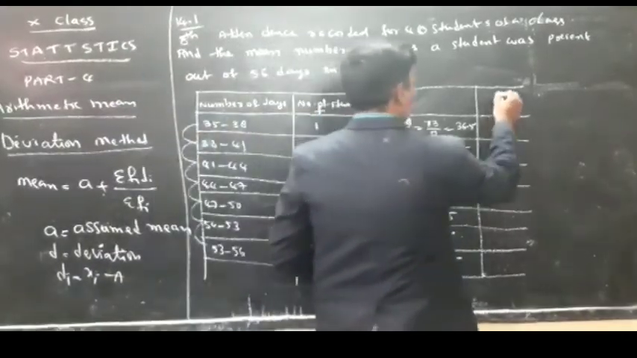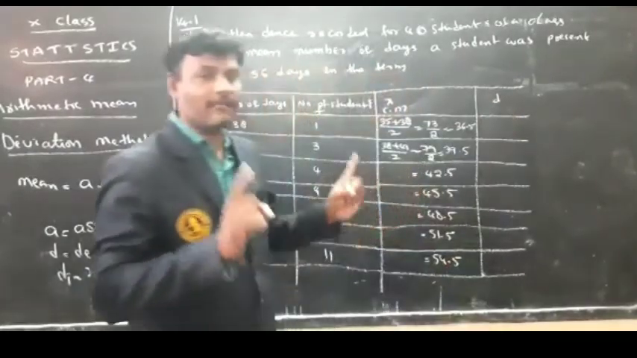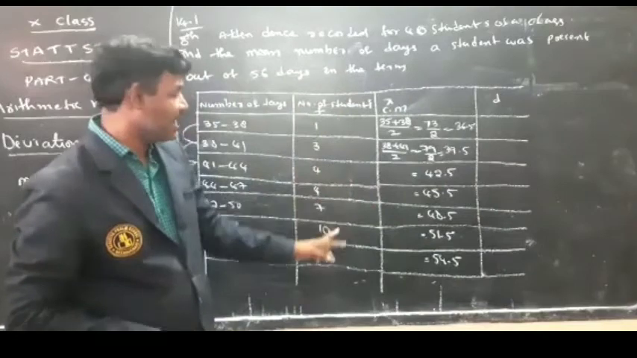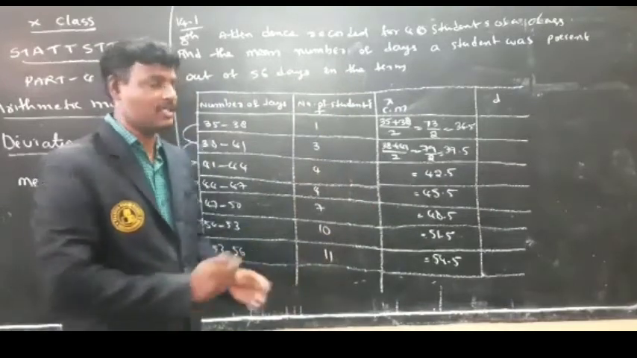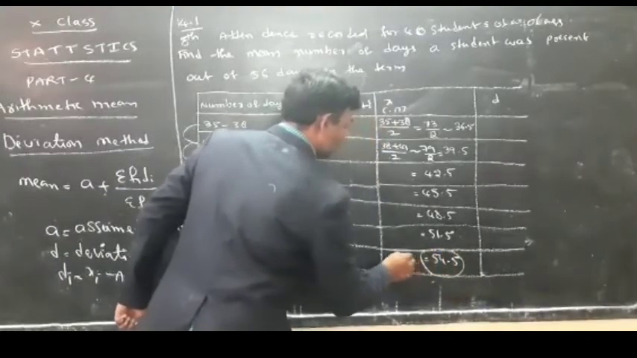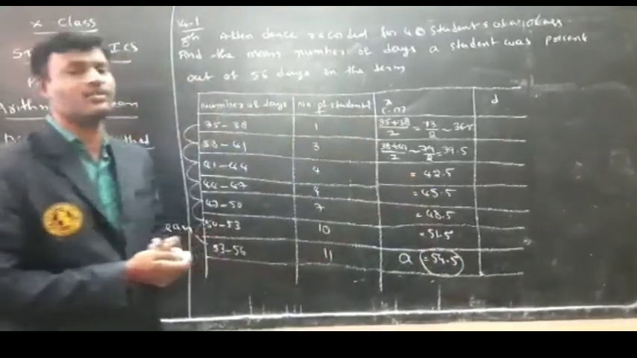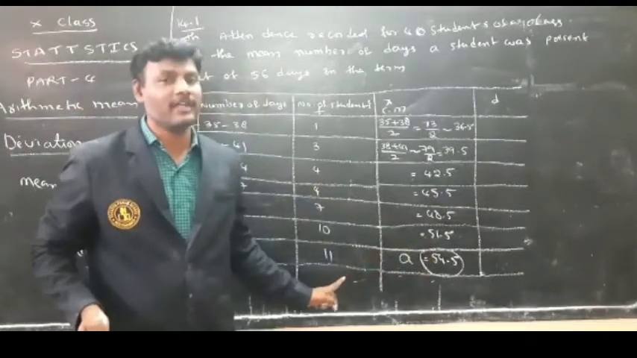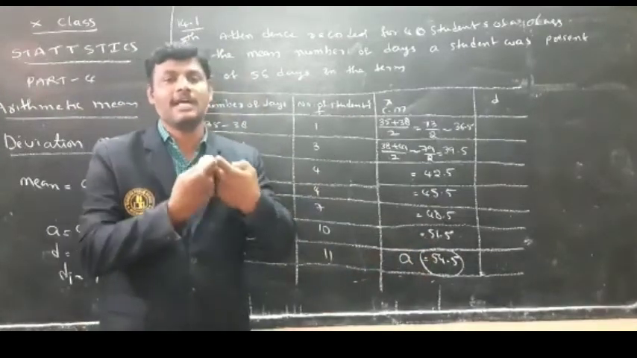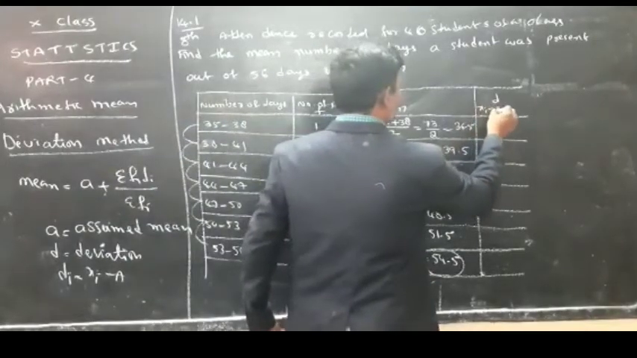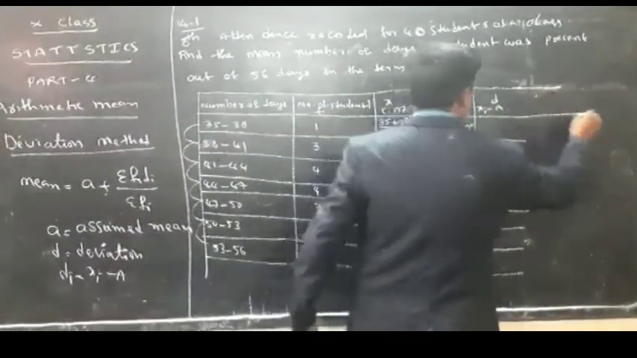To find the D, you have to take one assumed mean. So here, what is the highest frequency? 11 is the highest frequency. The class mark of the highest frequency I am taking as assumed mean. Then after, to find the deviation, what is the formula? Xi minus A.